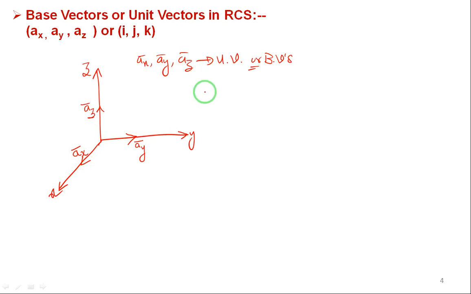Some people use the notation ijk, as I already told, and some people use ux, uy, uz, with a cap or a bar in some textbooks. But don't worry, we will use this notation only. Don't get confused with other notations when referring to different books. So we will not use this ux, uy, uz. These are general notations of unit vectors.